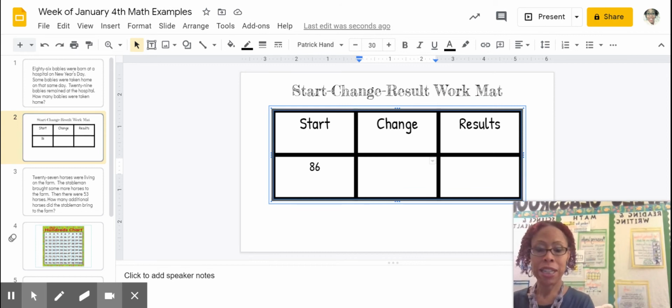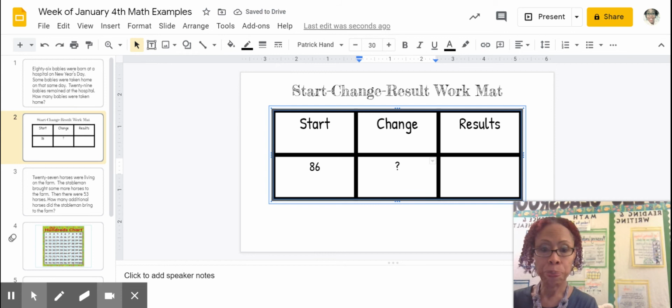We can represent that change with many different variables. We can use the letter N, the letter P, the letter S, the letter C for change. It doesn't matter. In this case, instead of a variable, we're just going to use a question mark to represent the variable. In this case, this is the unknown.